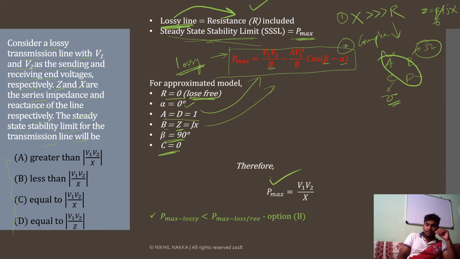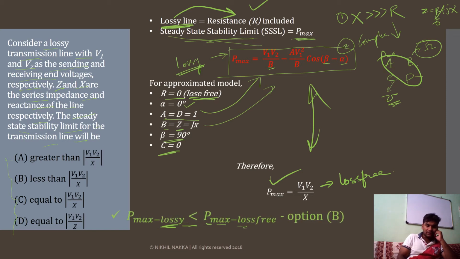Okay, this is the P max of a loss free line. Now you compare both of these equations. Now tell me which is higher or which is less. The power max under lossy condition is less as compared to the power max under loss free condition. Therefore option B is the right answer.